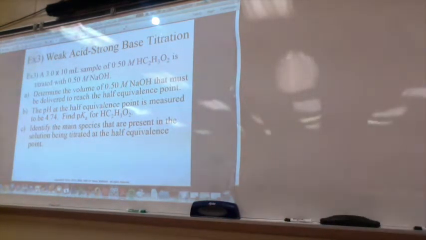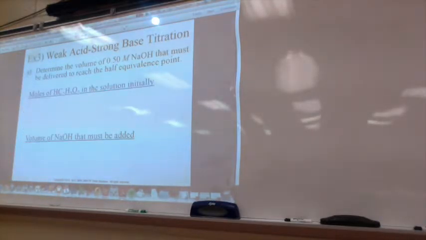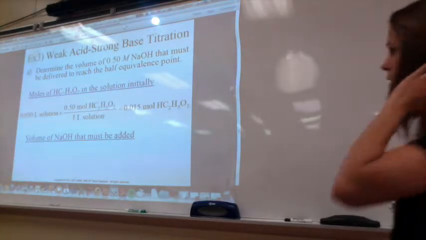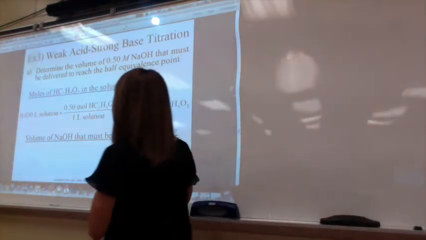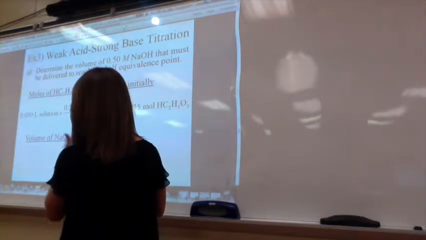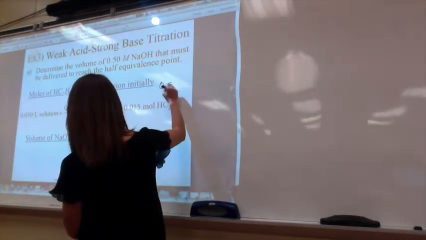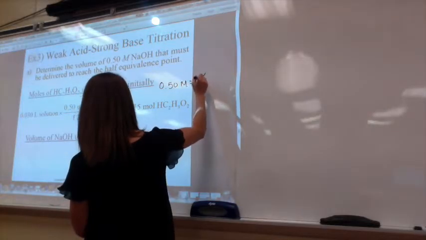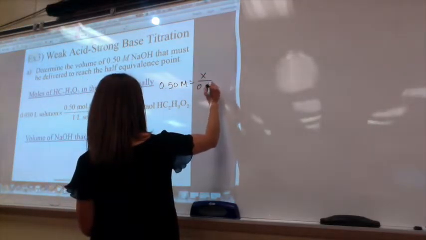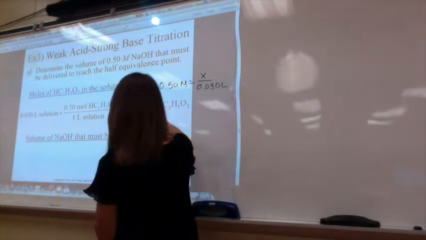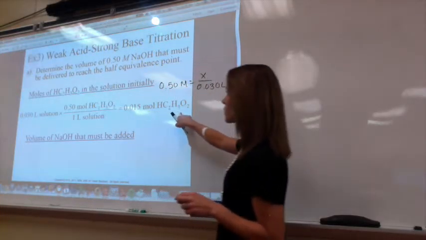So first part for letter A, find the half equivalence. So we're going to find first the moles of the weak acid that are initially in the beaker like we did yesterday. So go ahead and do that. So we just use molarity, and then we calculate the molarity. 0.50 molar is equal to X moles over a 0.030 liter solution. You get 0.015 moles of your weak acid.